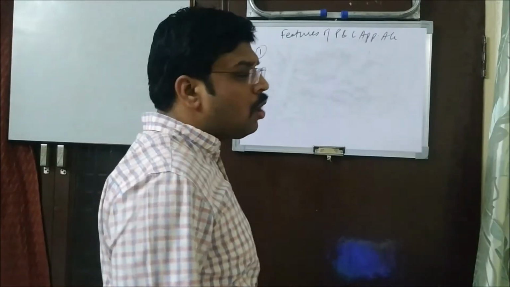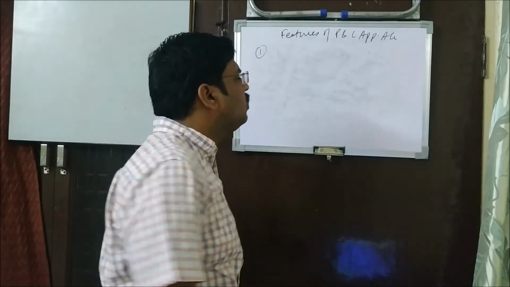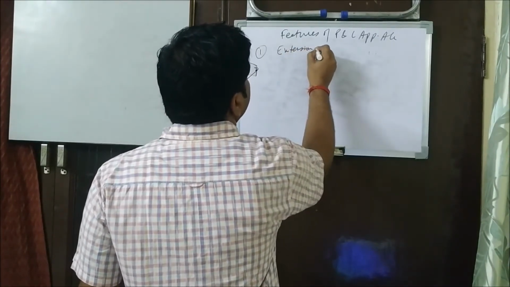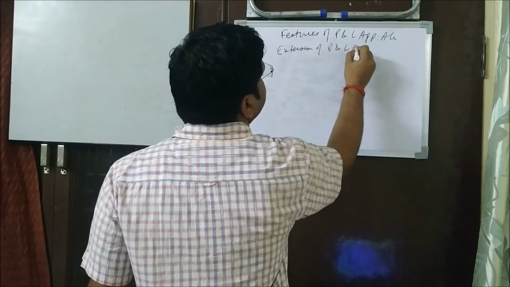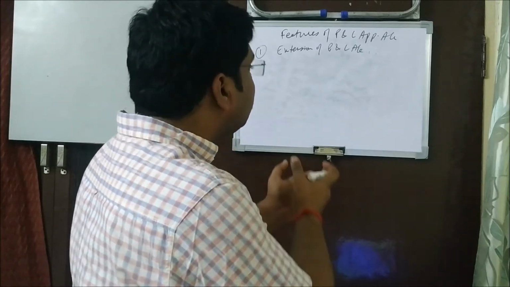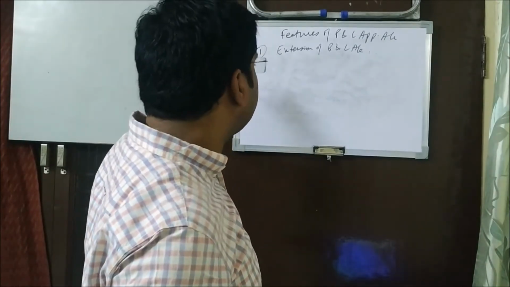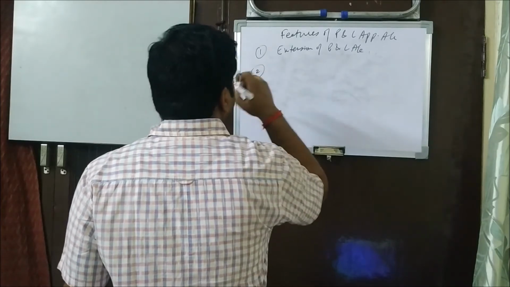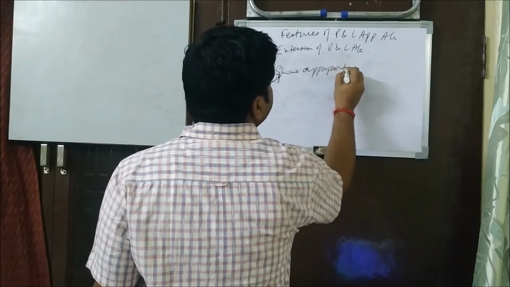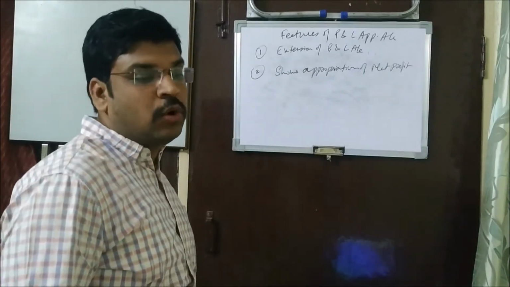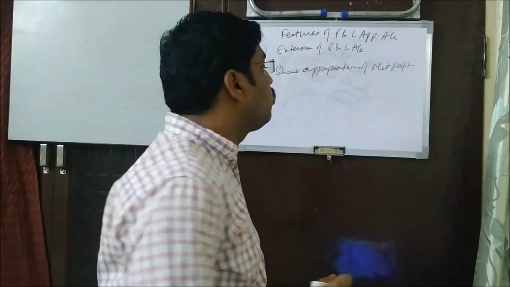Now let's move on. What are the features of profit and loss appropriation account? The very first feature: it is an extension of profit and loss account. After the profit and loss account, we prepare it, and we can take it that we extend the profit and loss account. That is why it is known as an extension of profit and loss account. Another feature is that it shows appropriation of net profit.